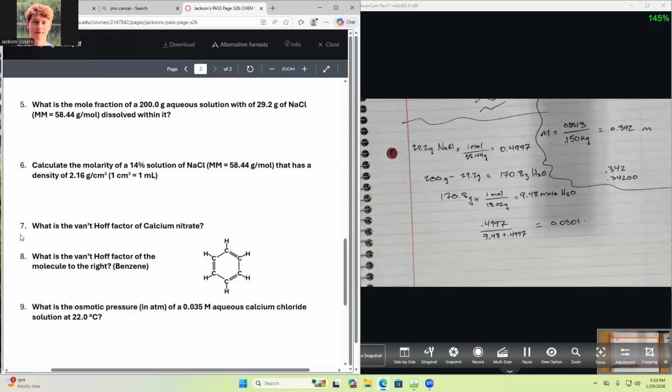Calculate the molarity of a 14% solution. So it might say percent mass on your exam. It might simply say percent. If you see percent, think percent mass. Percent mass of sodium chloride, and I've given you the density. So the density, grams per centimeters cubed. And then I gave you a little conversion. 1 centimeter cubed is always equal to 1 milliliter. So again, this one's pretty tricky.